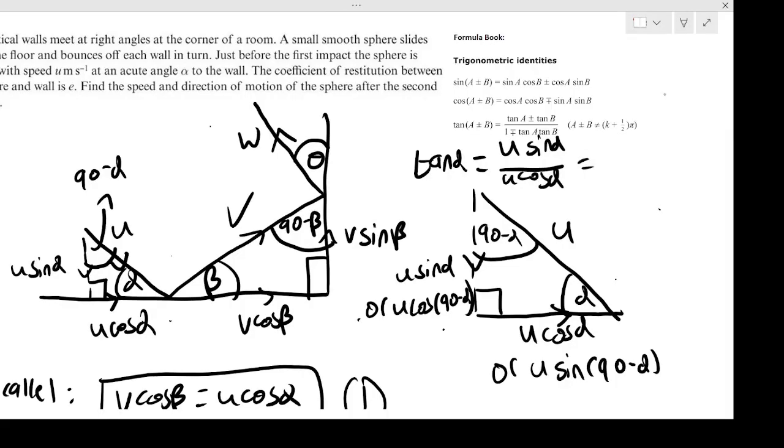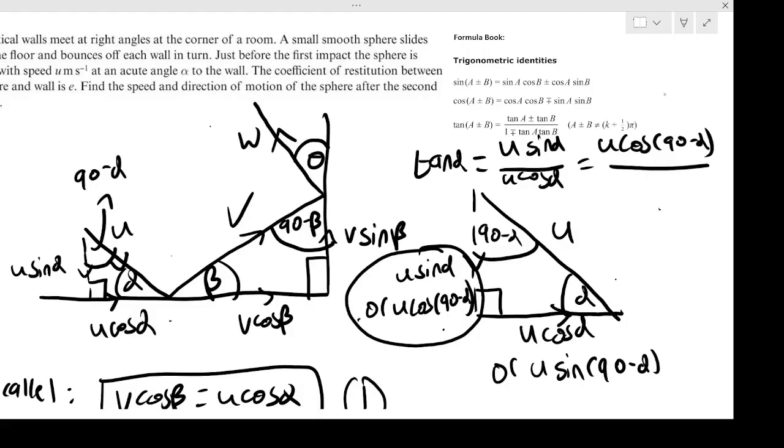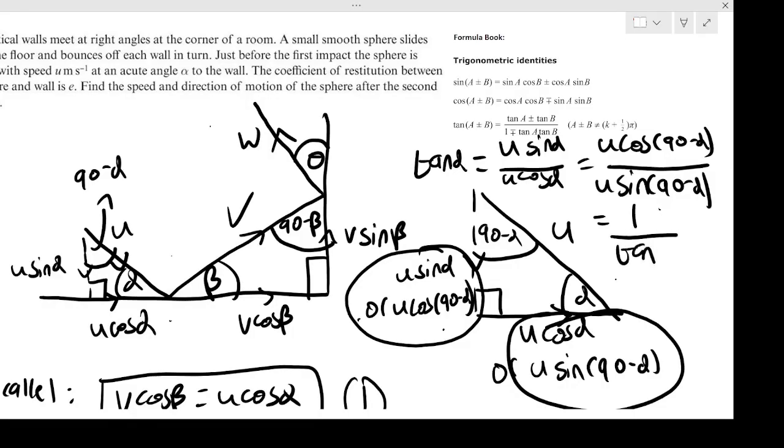But actually, equivalently, we know that u sine alpha is u cos of 90 minus alpha. Same for u cos alpha. We now can see it's equivalent to u sine of 90 minus alpha. Again, there we are. And so we can see then that this goes to cos over sine of 90 minus alpha. So it's going to be the reciprocal of tan of 90 minus alpha.